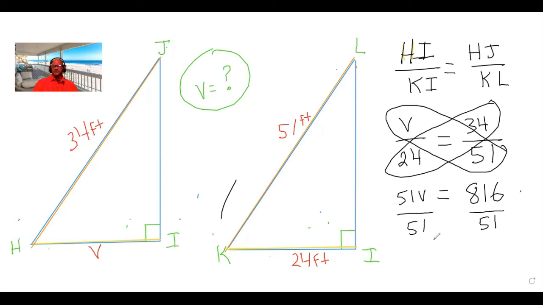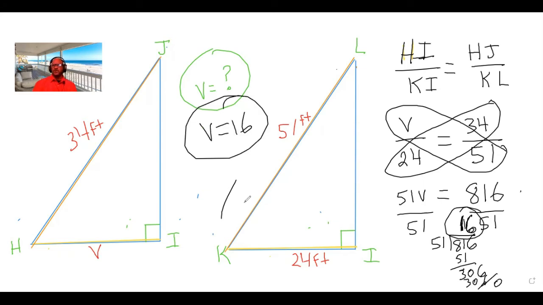And if you divide correctly, 51 goes into 816. It goes into 81 one time, right? That's 51. And that leaves 3, a 0, and a 6. And if you do your math correctly, 51 actually goes into 306 6 times. And so we're looking at 16. All right. So if you got V equals 16, you are totally correct. Give yourself a round of applause.